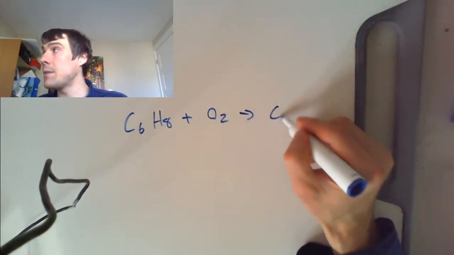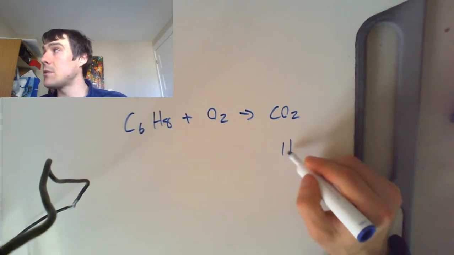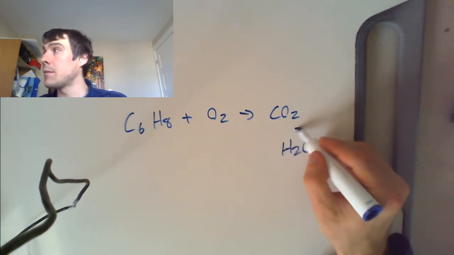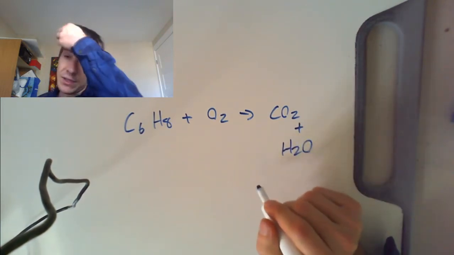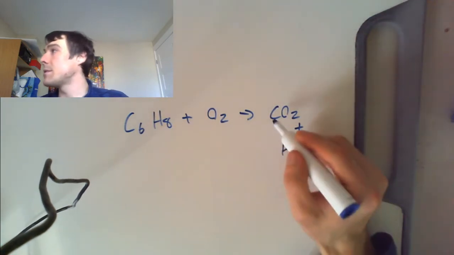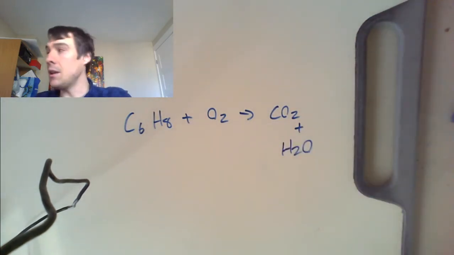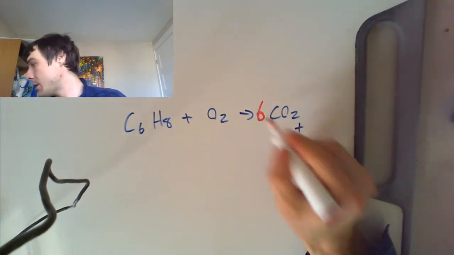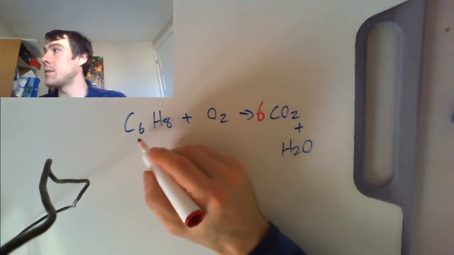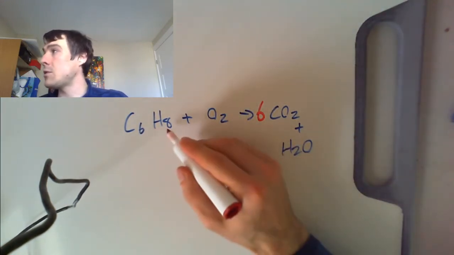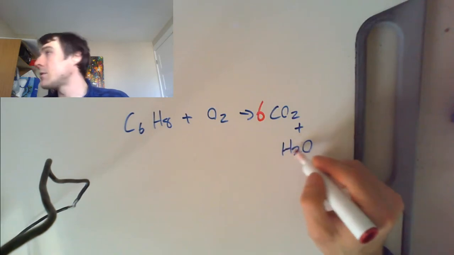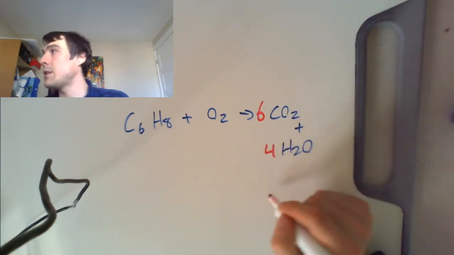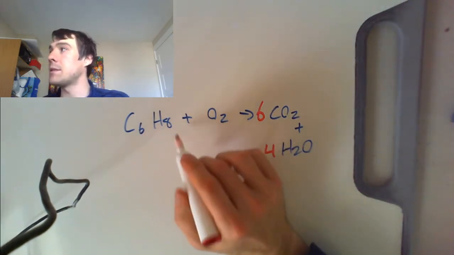If it's a complete combustion, we have as much oxygen as we need. So we know we're going to make CO2 and H2O. How much CO2? Well, we have 6 carbons, so we're going to make 6 CO2 because there's 6 carbons. How much H2O? Well, we have 8 hydrogens, and there's 2 hydrogens for each of these, so we make 4 H2O. That's balancing our carbons and our hydrogens.